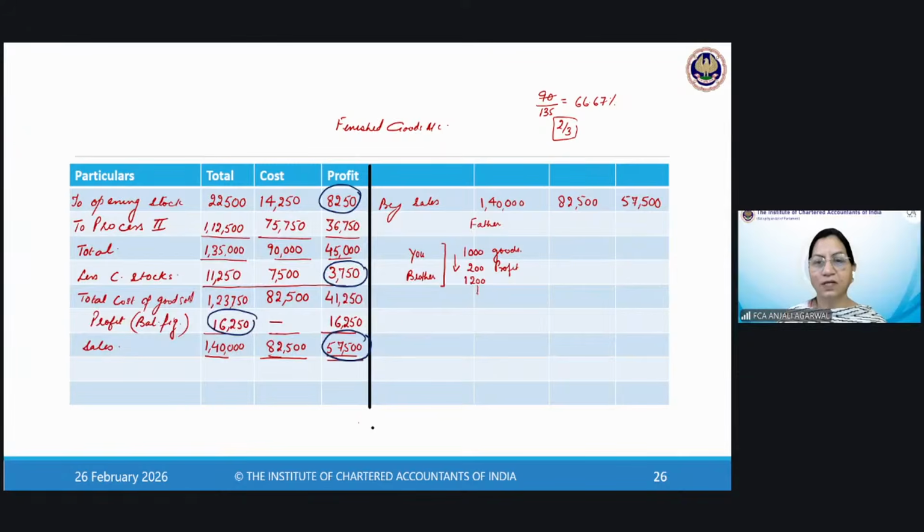Now, brother thought the goods are costing 1,200, so he sold them for 1,500. So the profit is 300 here. So what is the total profit of the entity? 200 plus 300. So the family earned 500. You earned 200 and your brother earned 300. The family earned 500. Okay. Repeating the same scenario, father gave 1,000. You added 200 as profit on that and you handed over 1,200 worth of goods to your brother.